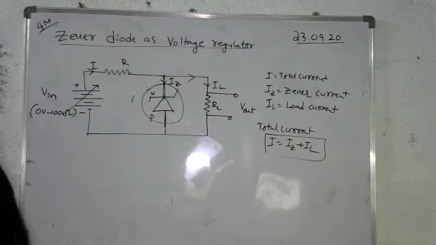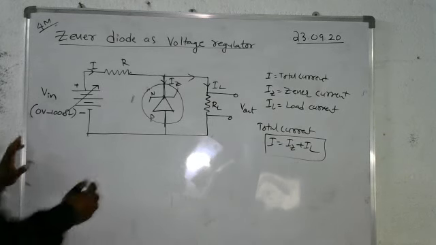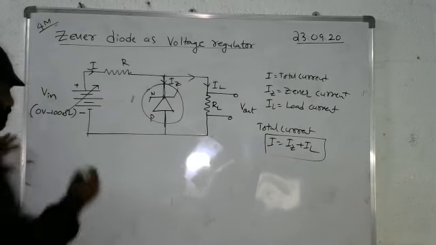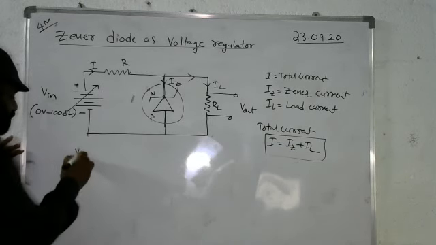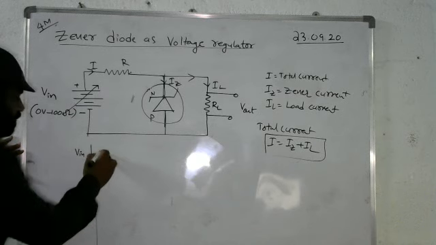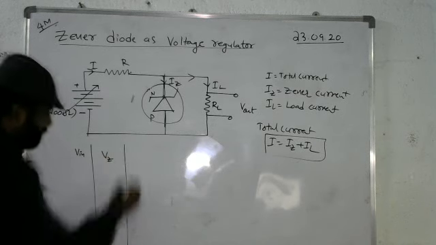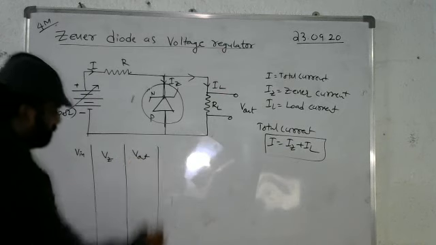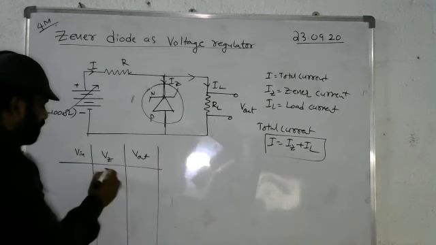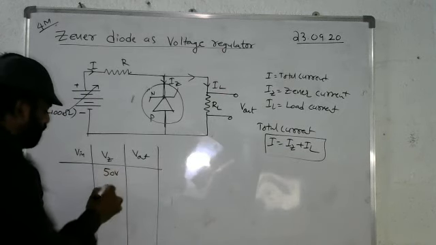Here what happens now? Let us see what is happening there. Suppose we draw a table, where we are giving the input voltage, this is the Zener voltage, and this is Vout, the output voltage. Suppose we are taking the Zener diode voltage as 50 volts. It is always 50 volts.